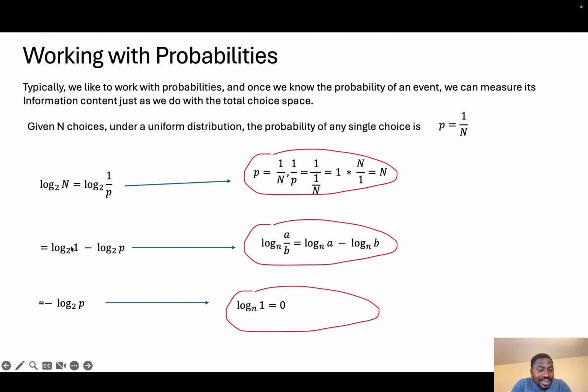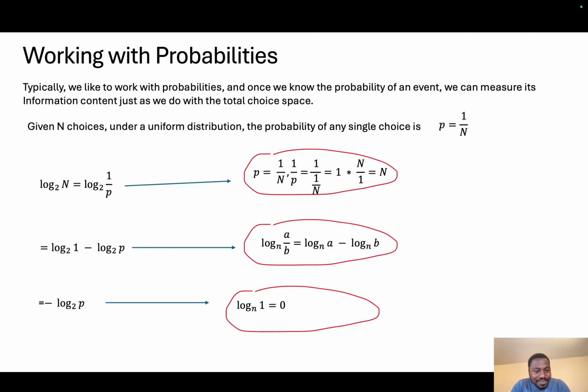And if you expand this, by the laws of logarithm, log of a over b is equal to log a minus log b. So you have log 2 of 1 minus log 2 of p. And again by the laws of logarithm, log 2 of 1 is 0. That gives you minus log 2 of p. If you've been training machine learning models, you might be familiar with this looking like a loss function called cross entropy loss, and we're going to get to how cross entropy loss is actually derived.